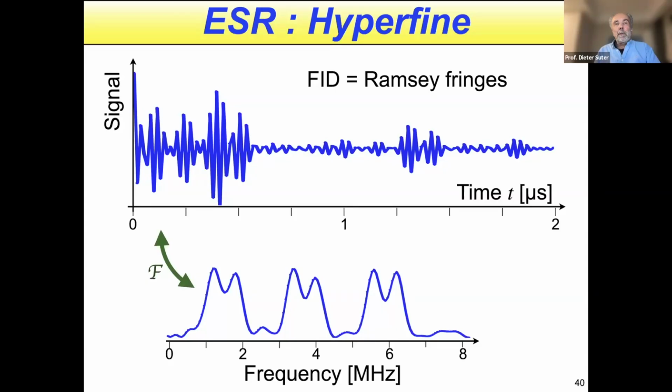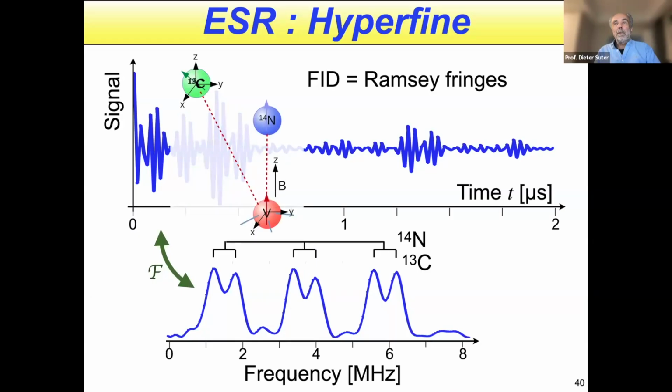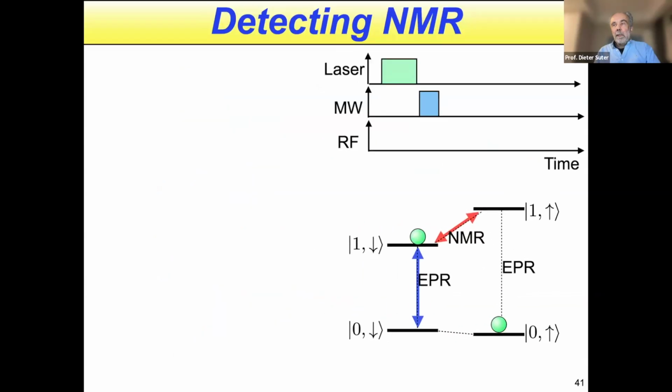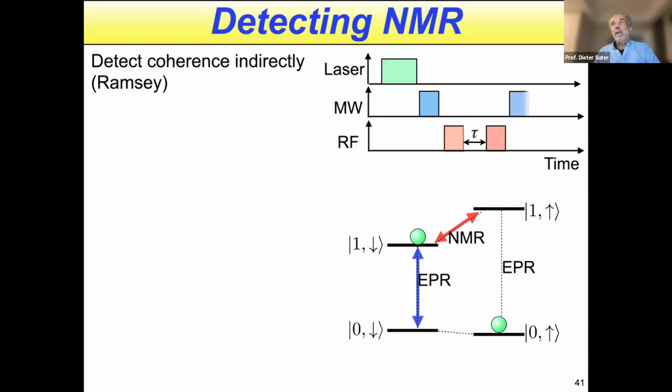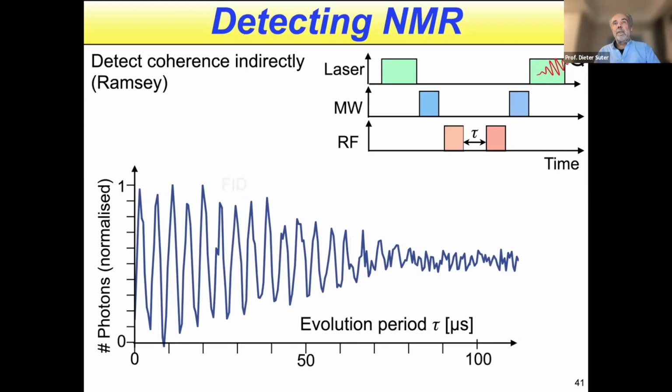For this specific example, you see that you get 6 resonance lines, which are due to the hyperfine interaction between the electron, the N14, and the carbon-13. You can use the same thing to detect NMR transitions. Again, you create population or polarization of the NMR transitions, and then you do a Ramsey experiment on the NMR transition, and you get the free induction decay.